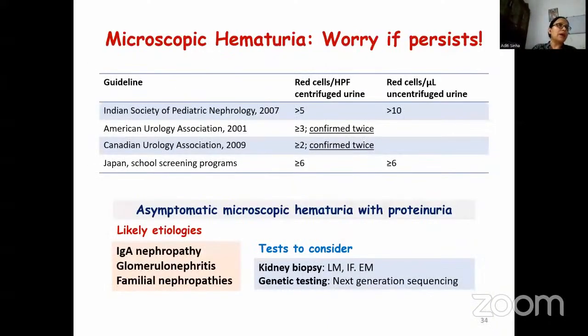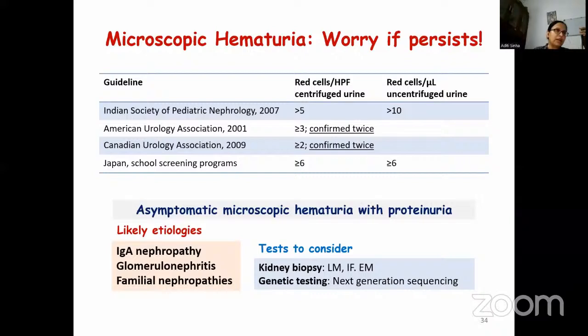Now, what comes to your mind? What comes to mind is two sets of conditions. Given the age of the child, we are unlikely to be dealing with an IgA nephropathy or a glomerulonephritis, inflammatory pathologies which typically affect older children and adults. We are more likely to be dealing with an inherited glomerular basement membrane or some similar defect which is causing hematuria and proteinuria. Now, the tests to consider would be a kidney biopsy, including electron microscopy, and genetic testing.